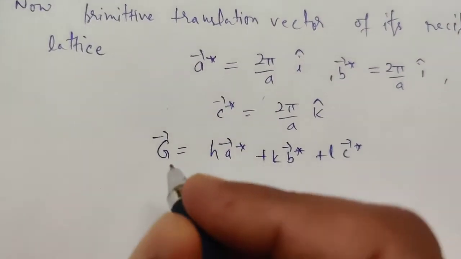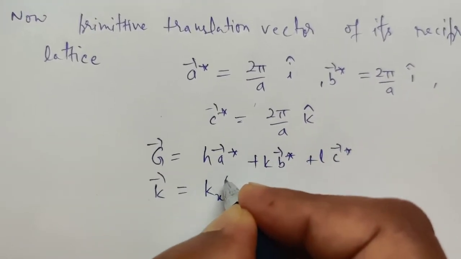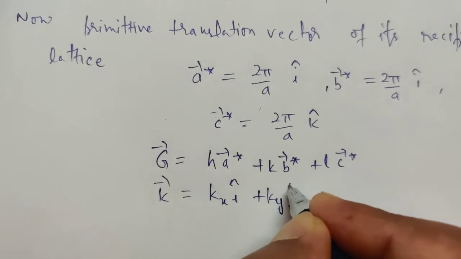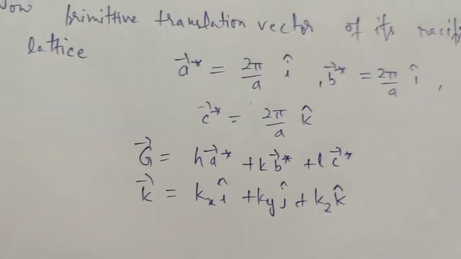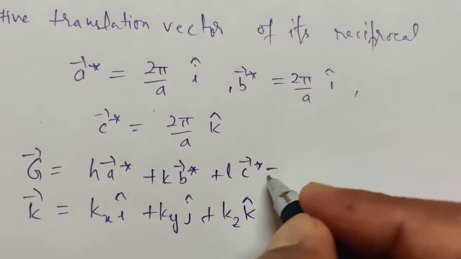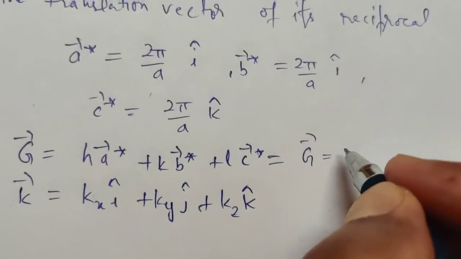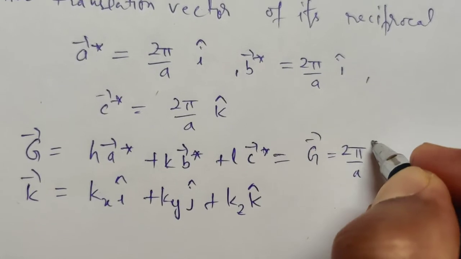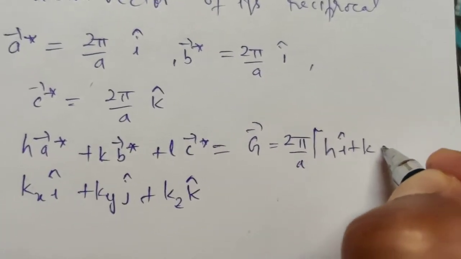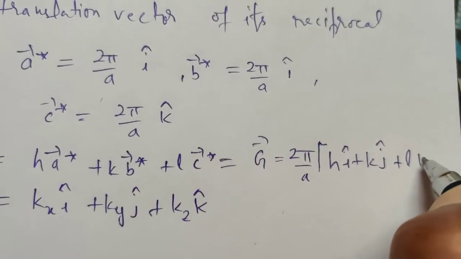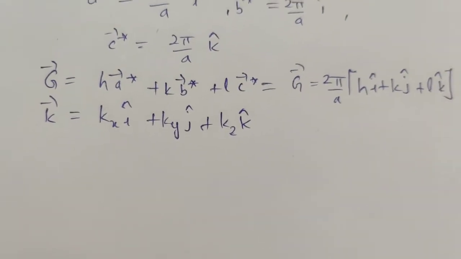So now your wave vector for the X-ray will be kx i plus ky j plus kz k. This will be the wave vector for the X-ray. So now, if I complete this, G will be putting this value, 2 pi by a will be common, and this will be h i plus k j plus l k. This will be your translational vector for your reciprocal space.